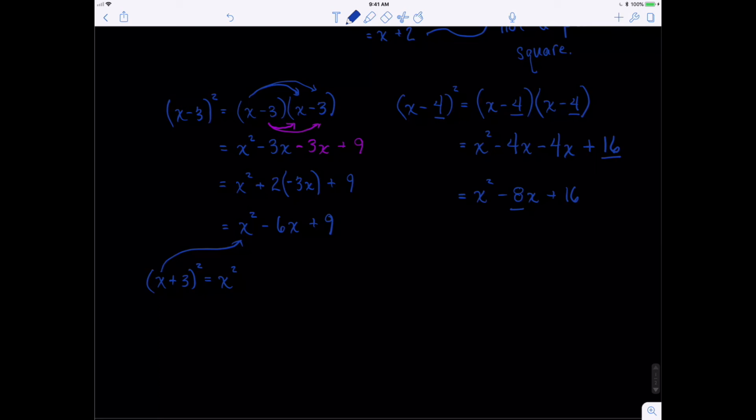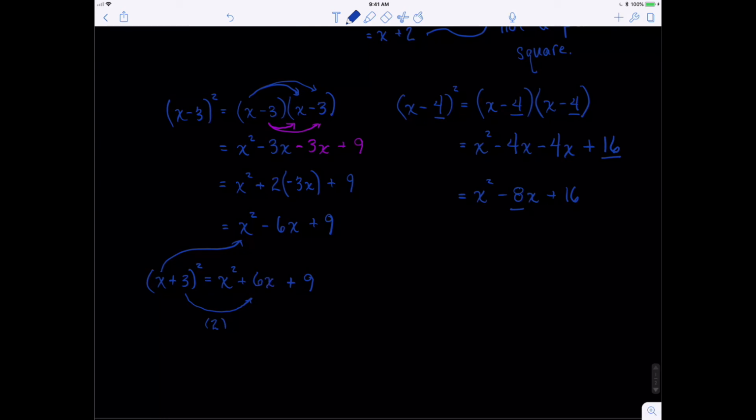I know that my last term is always going to be positive, because when you're multiplying two numbers that are the same, the result is always going to be positive. So I have a 3 times 3, that's a 9. And then my middle term here is going to be plus. I'm going to take my 3x and put it in here, but I'm going to multiply it by 2. So 2 times 3, that's going to be 6x.